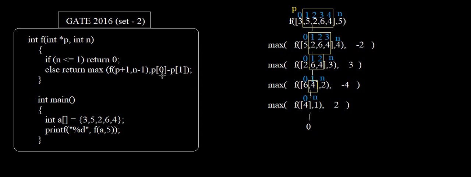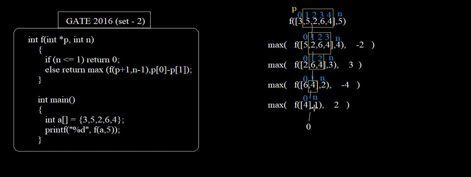Now here p[0] is what? 3. p[1] is what? 5. 3 minus 5 is minus 2. Minus 2 has to be placed in this max function here. Similarly, in the case of this function call, we need to take p[0] and p[1], subtract them, which is 3, and place it here. Also in this case, 6 minus 4 is 2, place it here.